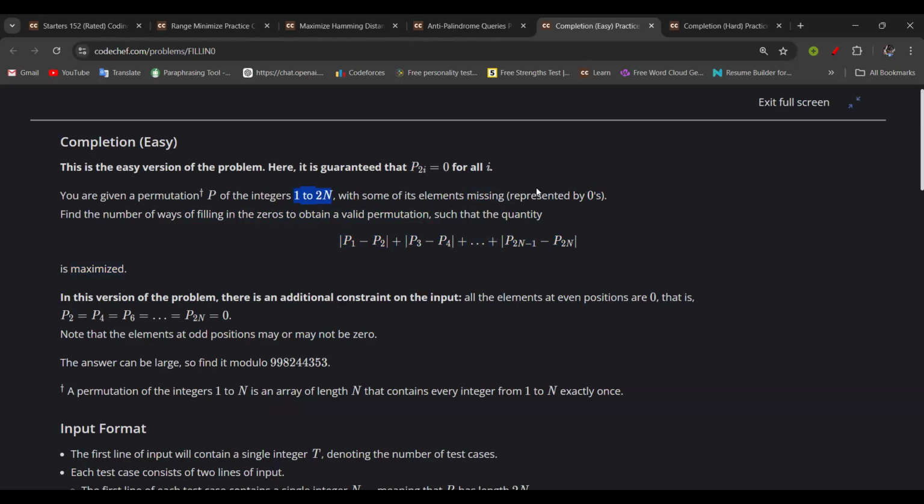For that, some of the integers are 0, and you need to find the number of ways of filling in those zeros to obtain a valid permutation. So some of the values in that permutation are missing, which are represented by 0, and you need to fill up those missing values so that in your final permutation of 2n integers, this thing is maximized. What is that? The absolute difference between the first two elements, the absolute difference between the next two elements, and likewise up to the end. So you have just basically divided this permutation into pairs of two elements and just summing up the absolute differences between those pairs, and that thing you need to maximize.